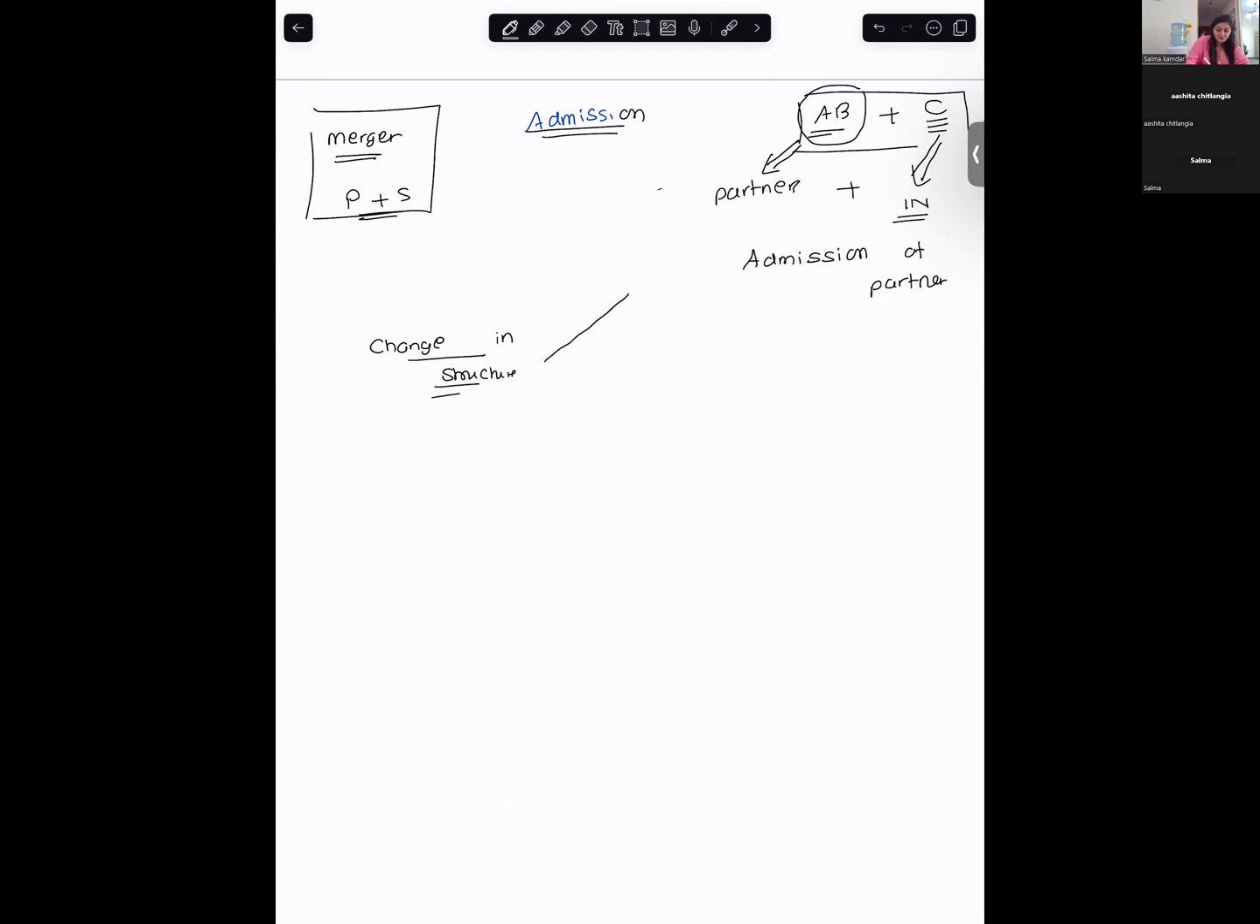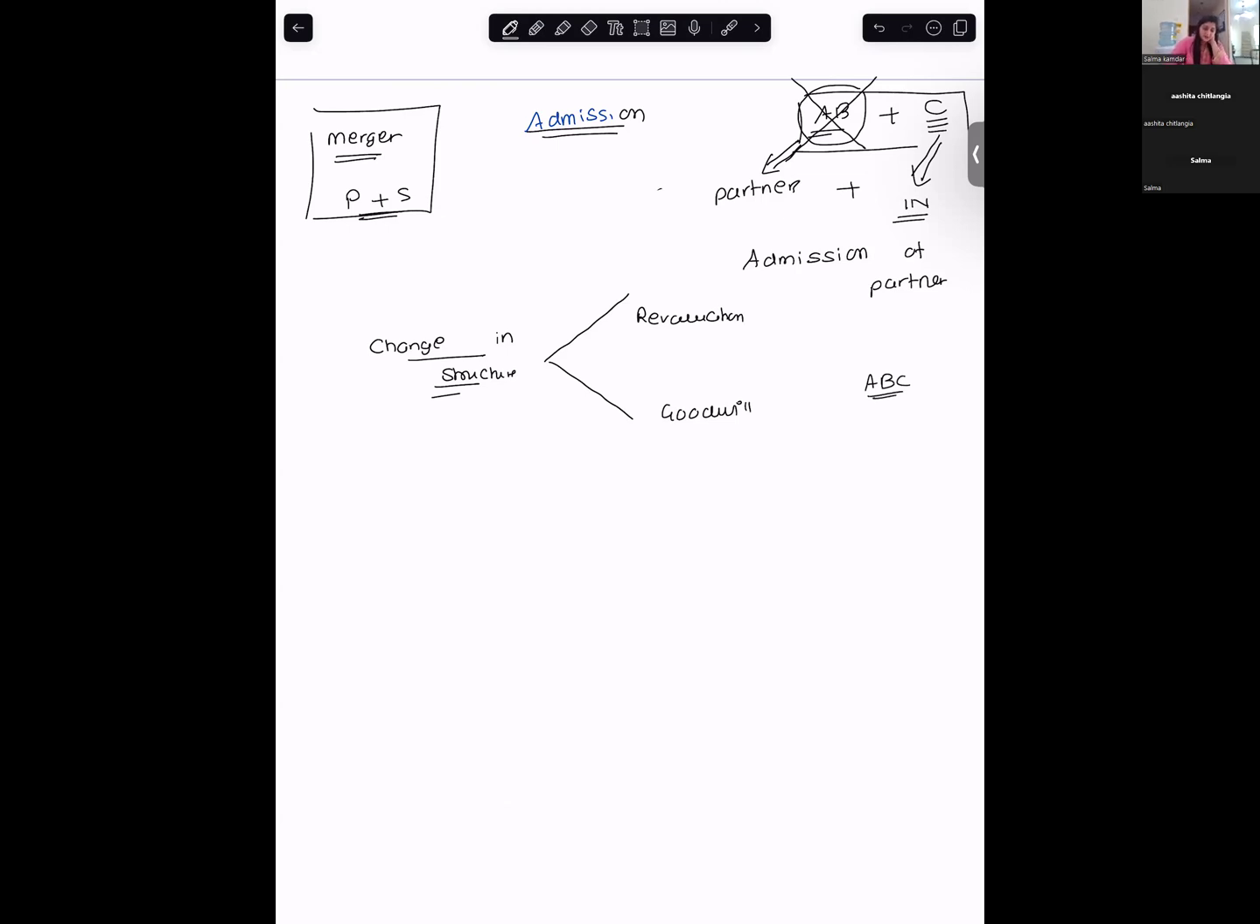Because there is a change in the structure, two things will happen. There will be revaluation of assets and liabilities, and there will be goodwill adjustment. Now we have two partners, A and B. A and B decide to bring in a new partner C. The old firm will dissolve and a new firm named ABC will come into picture.